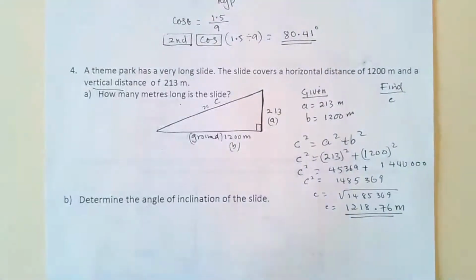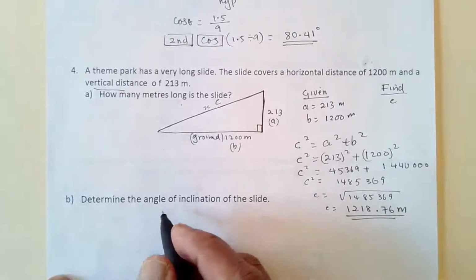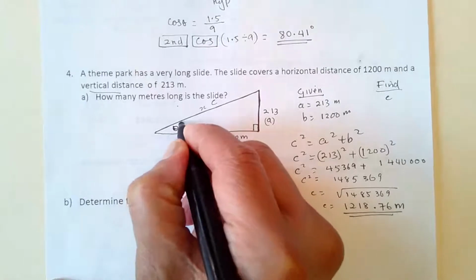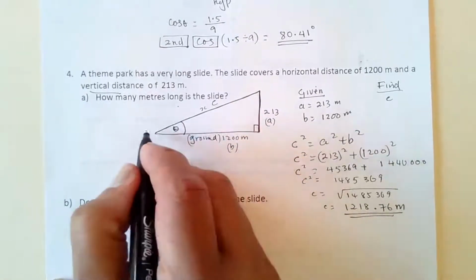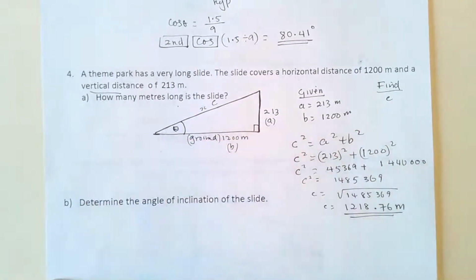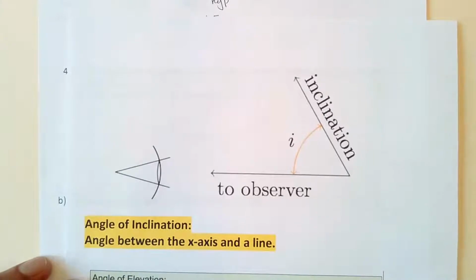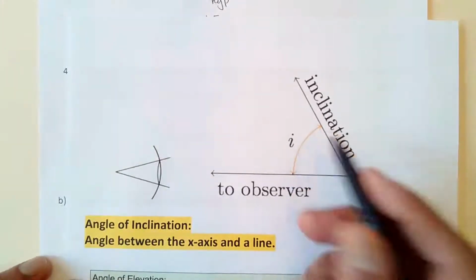Okay, they ask you to find the angle of inclination. So the angle of inclination would be this angle here because you're looking from the ground. So remember the angle of inclination, we're always looking from the ground up, or from the x-axis going up.